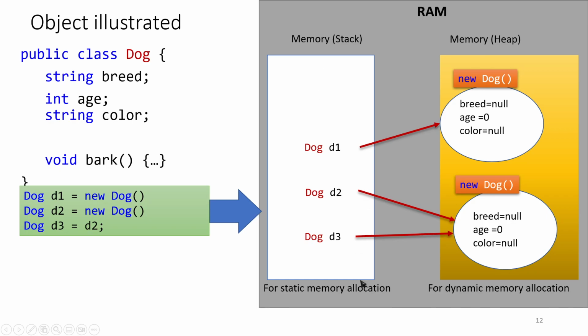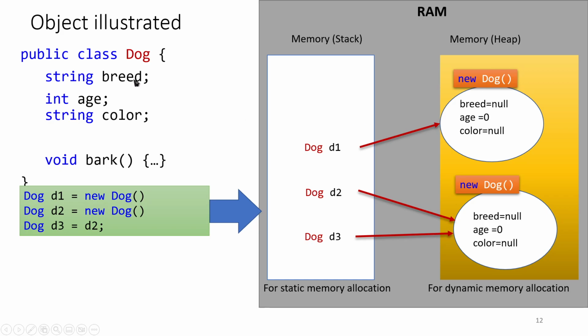This stack memory is for static memory allocation, and we store variables, and then we store this reference variable here. On the other hand, in the heap memory, we use it for dynamic memory allocation. That means when we create an object, we put them all here, and these reference variables are pointing or referencing this object in the memory. Let's say if I say dog d1 is equal to new dog, it's going to create a reference variable called d1, and that reference variable is going to create a new dog in the heap, and then we will set the value of each variable for this dog.